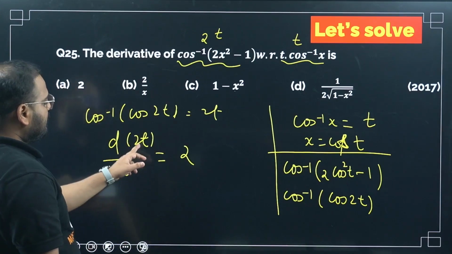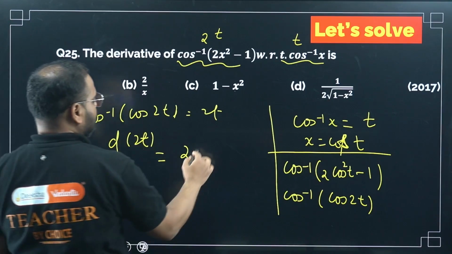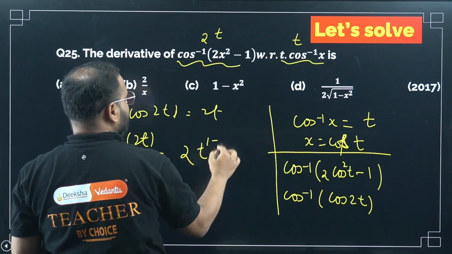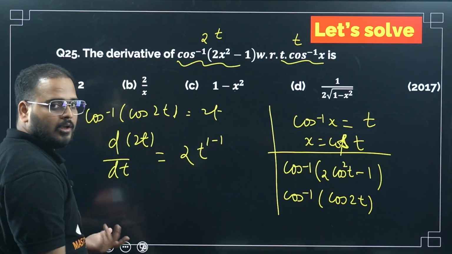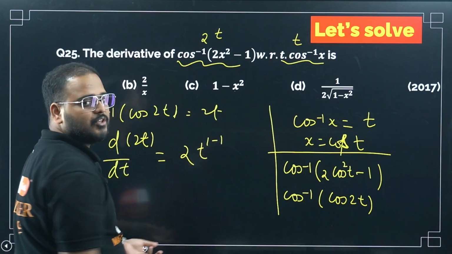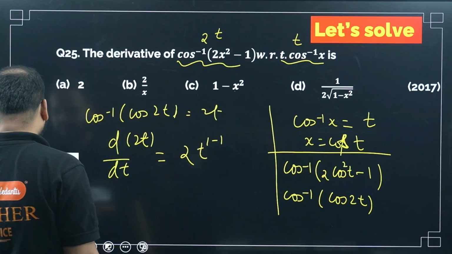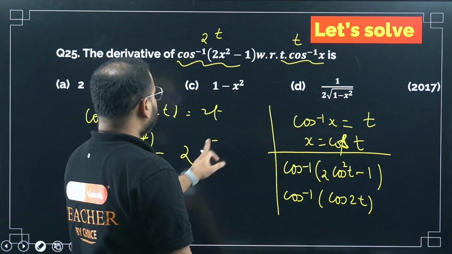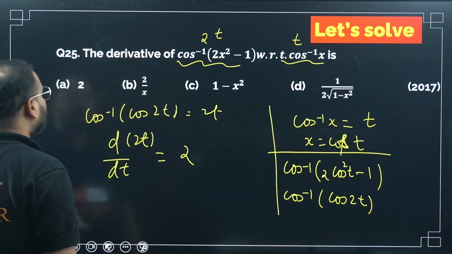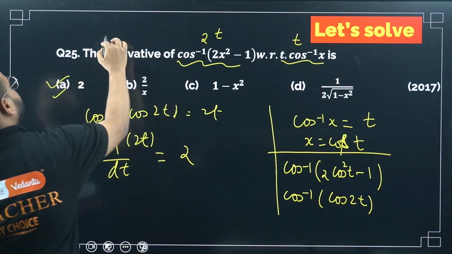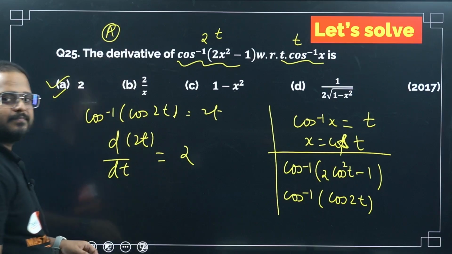Why, sir? t will be the variable. How will this come? 2 times t power 1 minus 1, how much is that? 0. So t power 0 will be 1, so I don't have to write that. So simply 2 is the answer. Please check option A. Simple question, very simple. After substitution it becomes very, very simple.